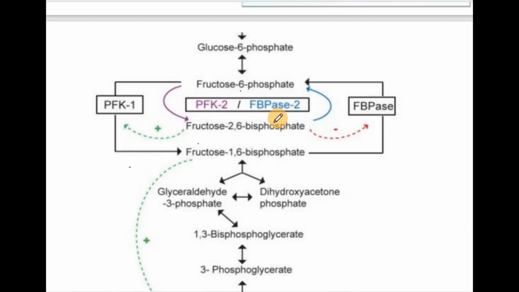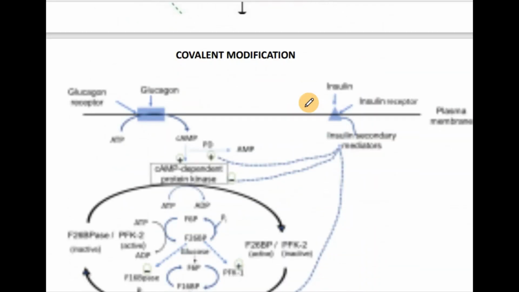When F26 bisphosphatase is active, it will convert fructose 2,6-bisphosphate to fructose 6-phosphate. So we have a deficit of fructose 2,6-bisphosphate. Hence, there will be no F26 bisphosphate to activate PFK1. Hence, glycolysis would halt. So phosphorylation of the bifunctional enzyme will cause activation of the F26 bisphosphatase, which will eventually halt glycolysis.